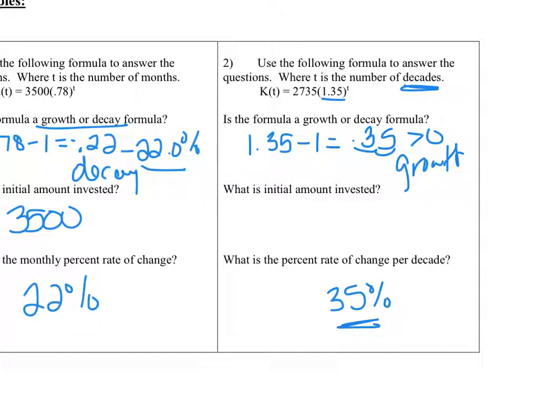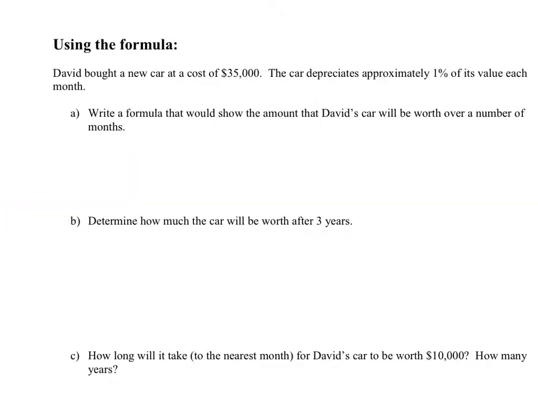What is the initial amount invested? 2,735. It doesn't say hundreds or anything, so that's it. So now using the formula here, we sometimes have to put the formula in ourselves. David bought a new car at a cost of $35,000. It depreciates approximately 1% every month. So we need to write a formula that would show what David's car will be worth over a month.